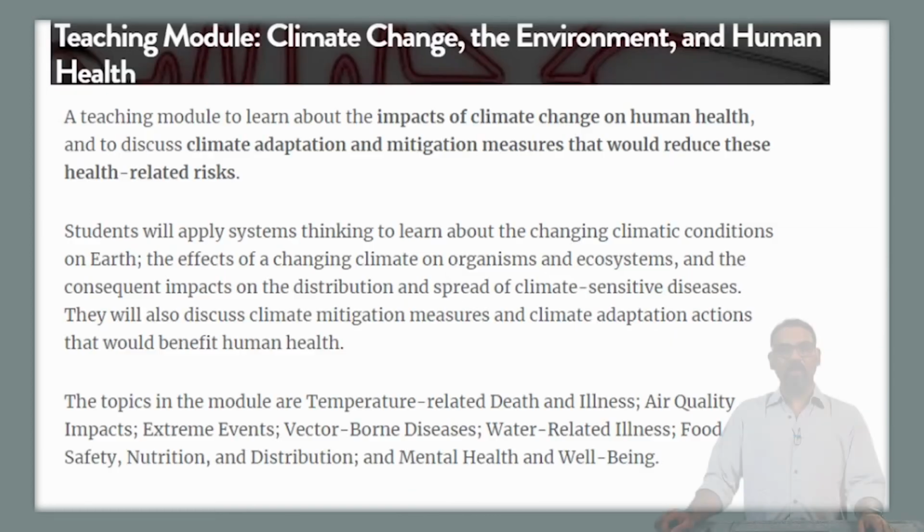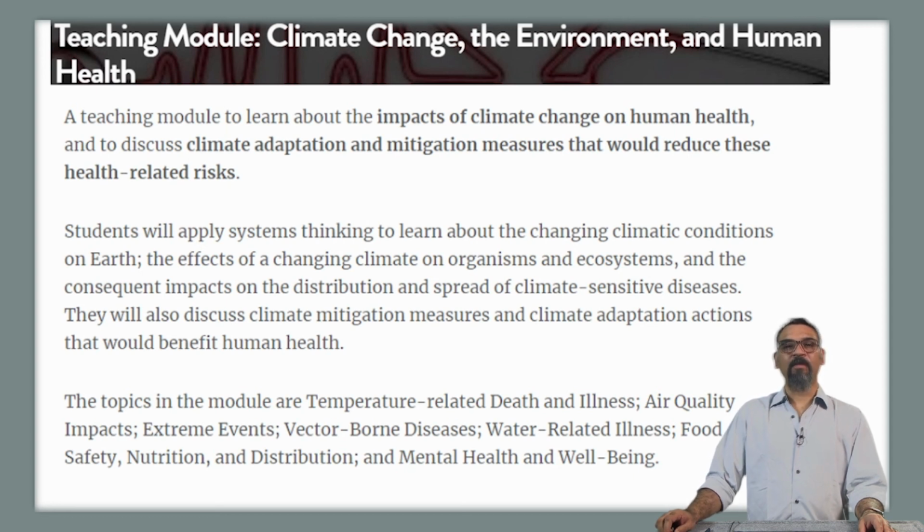An entire teaching module titled Climate Change, the Environment and Human Health to learn about the impacts of climate change on human health and to discuss climate adaptation and mitigation measures that would reduce these health-related risks. Your students will be able to apply systems thinking to learn about changing climatic conditions on planet Earth, what might be the effects of climate change on organisms and ecosystems, and consequently, what might be impacts on the distribution and spread of climate-sensitive diseases. They will discuss mitigation measures, adaptation actions that could benefit human health.